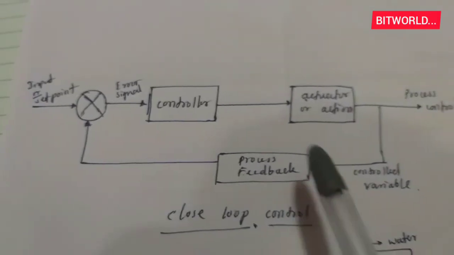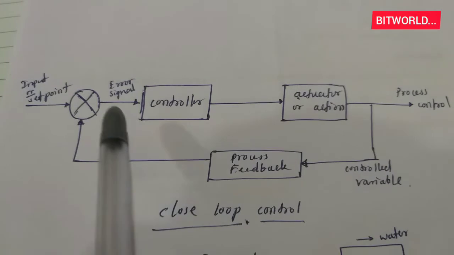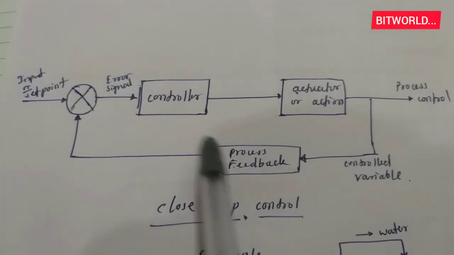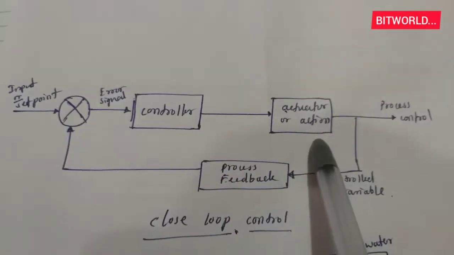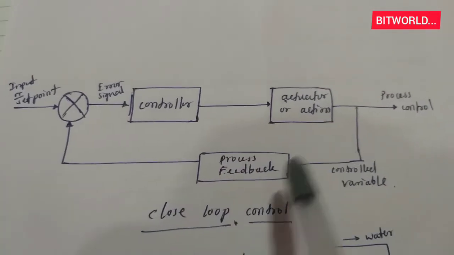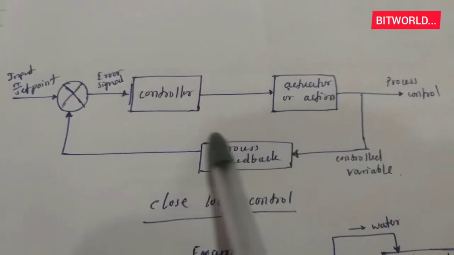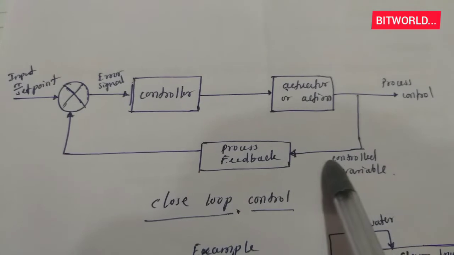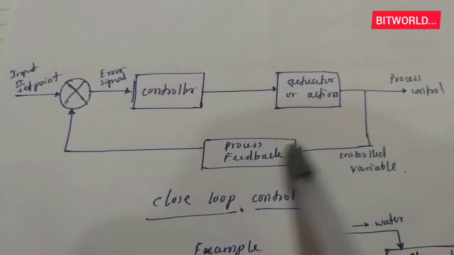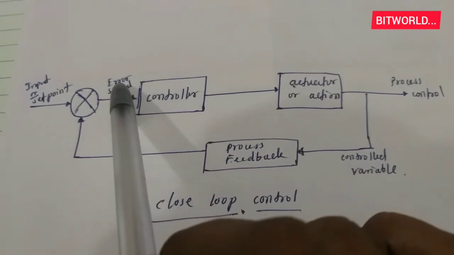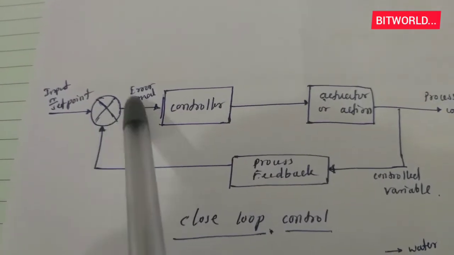I have drawn a sketch block diagram. You can see here we have other blocks: comparator, controller, output actuator, and process control happening, and we are taking a control variable like process feedback and again feeding it to the controller input through the comparator.